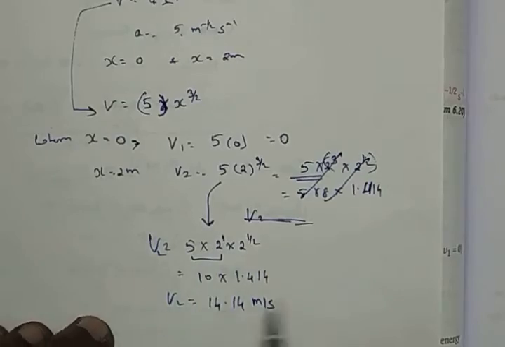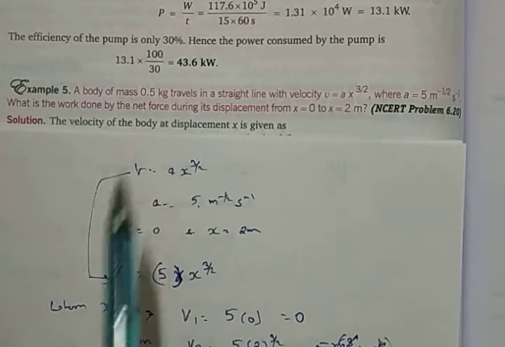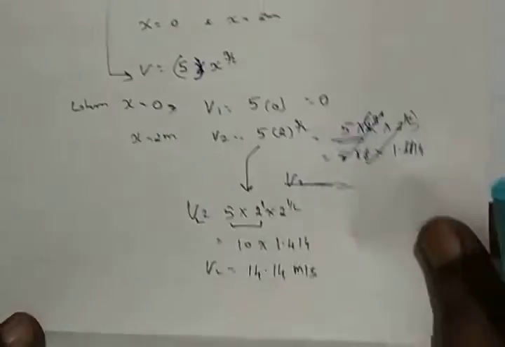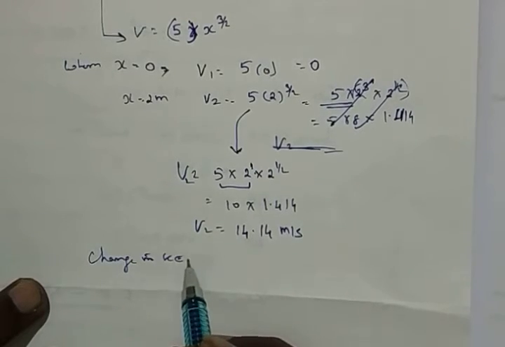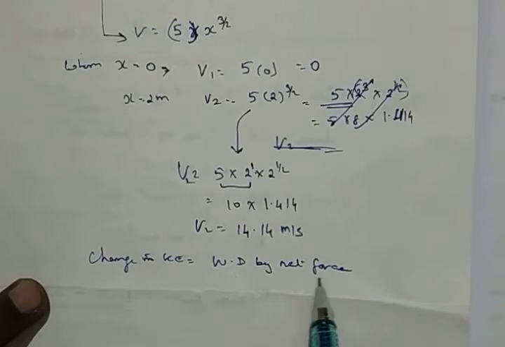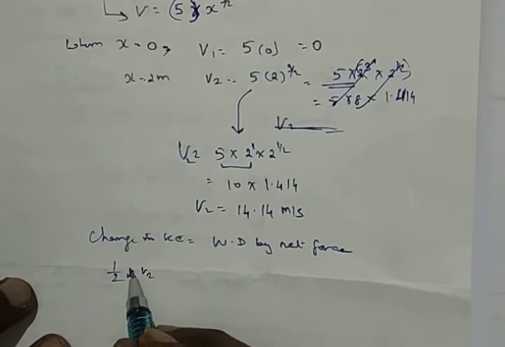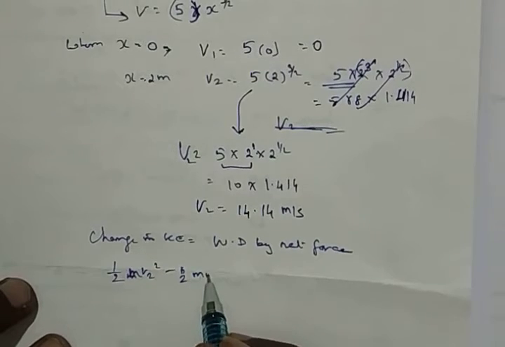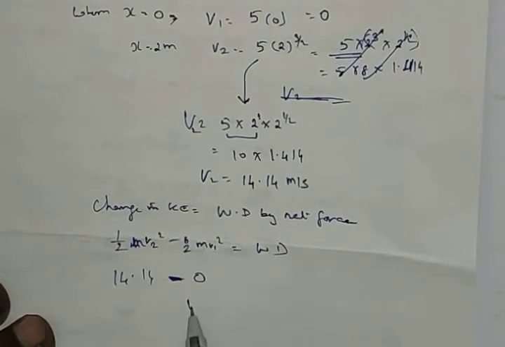Right, V1 is 0, V2 is this one, and then we need to find out the change in kinetic energy. So what is the question here? The question is, what is the work done by the net force? Work done by the net force is what you need to find out. That is the change in kinetic energy. The work energy theorem says the change in kinetic energy is equal to the work done by the net force. Only the work done by the net force is asked. So half m V2 square minus half m V1 square is equal to work done. This is 0. What is this one? 14.14.